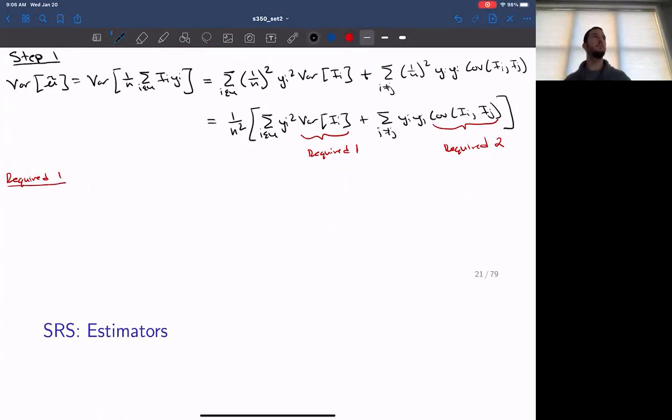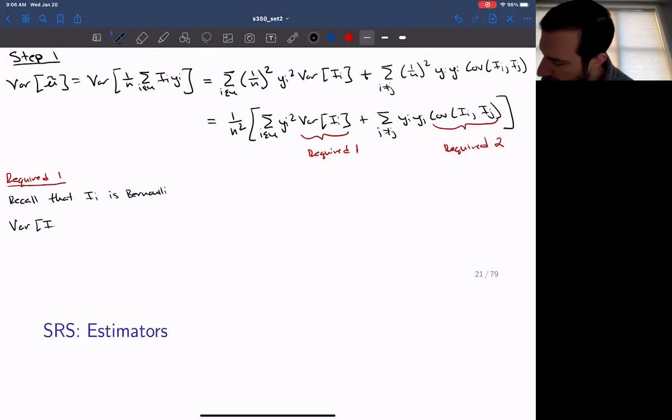Okay, so for the most part, this term is fairly easy to work out. So we'll start off by just saying, recall that I subscript little i is Bernoulli. Okay. So now we can write the variance of I subscript i is equal to the expected value of I subscript i squared minus the expected value of I subscript i all squared.